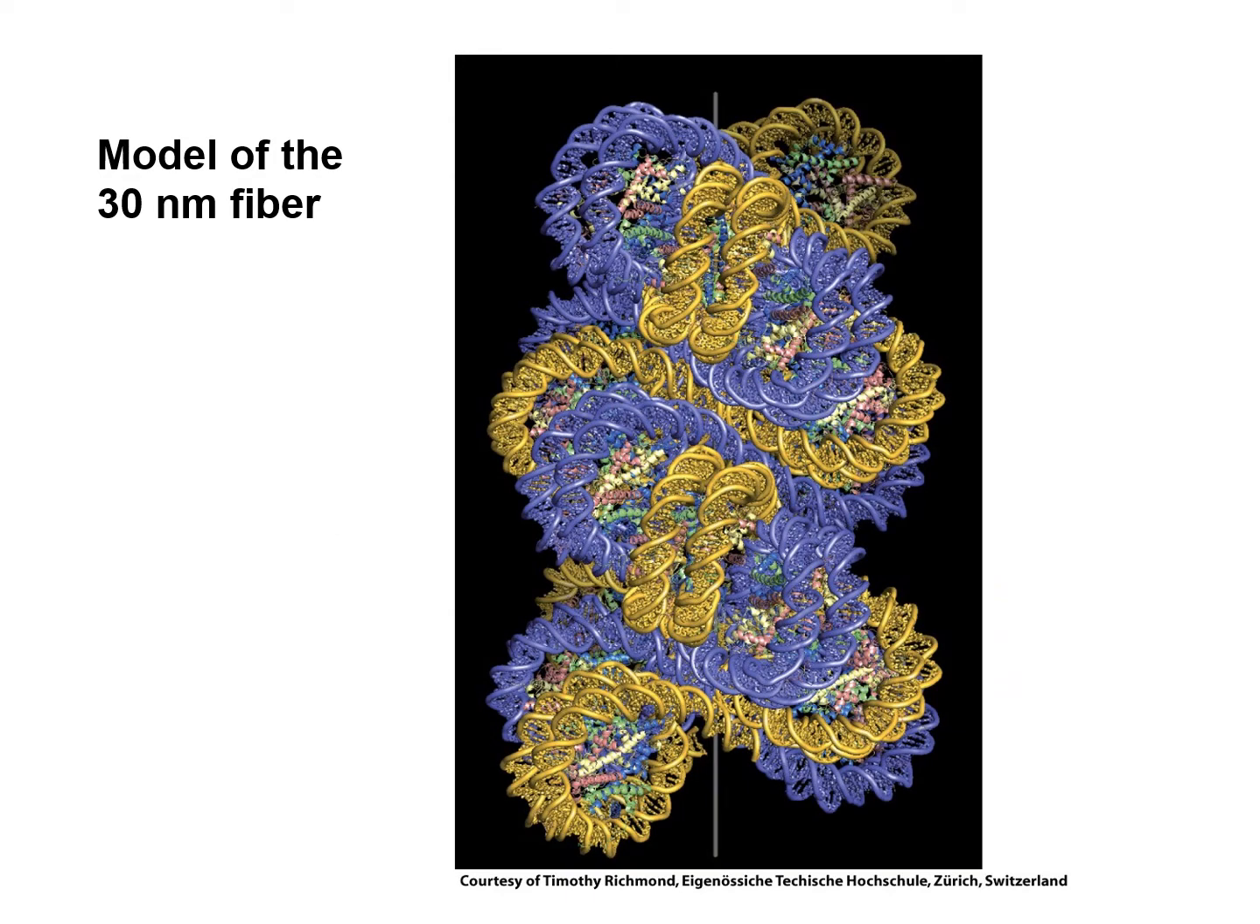Here's a fancy 3D reconstruction of the 30 nanometer fiber, where you can see the nucleosomes with the 2 turns of the DNA double helix, and also some of the histone subunits, and they make this kind of solenoid structure to form the 30 nanometer fiber.